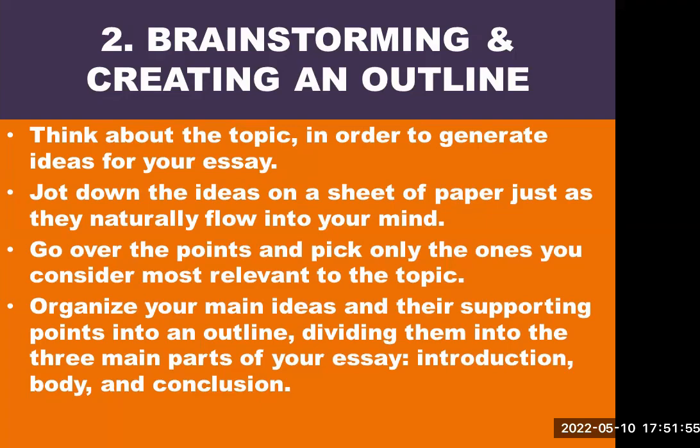Now, as you think about the topic, the ideas for the writing will naturally flow into your mind. So what you do is to jot down the ideas on a sheet of paper just as they naturally flow into your mind. Then go through the points and pick only the ones you consider most relevant to the topic. The next thing is to organize your main ideas and their supporting points into an outline, dividing them into the 3 main parts of your essay: the introduction, the body, and the conclusion.